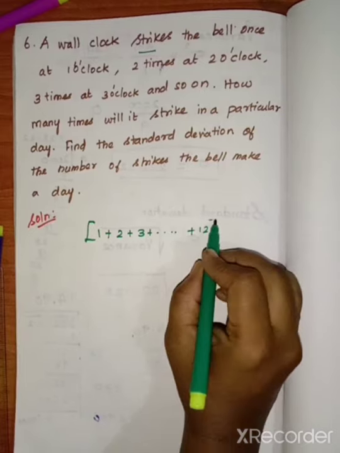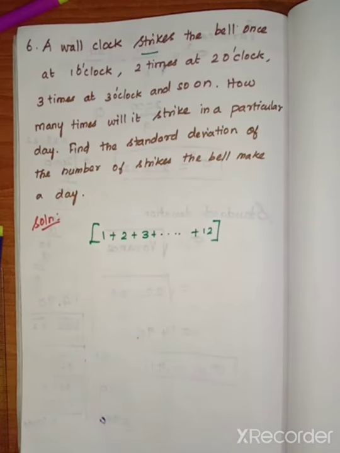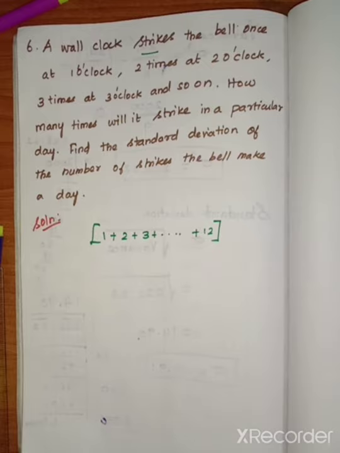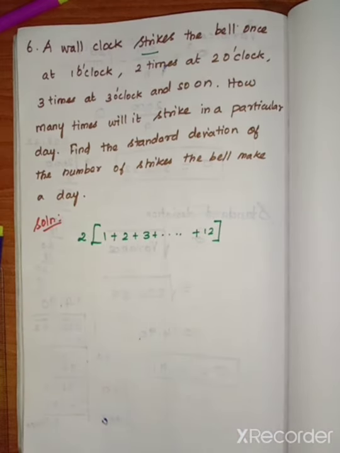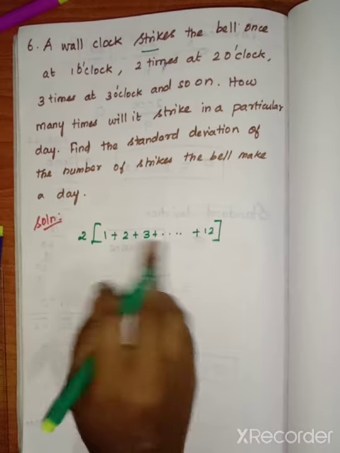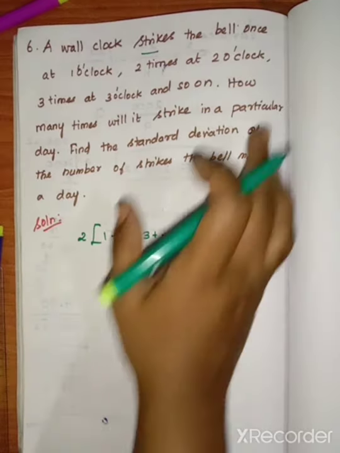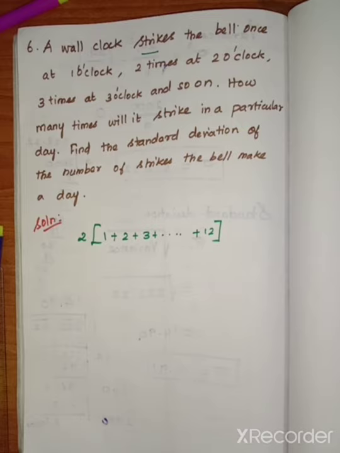We can do that ring again, it will be repeated, the afternoon session 1, 2, 3, like that till midnight 12 o'clock. It will be twice that, because 2 times. It starts from 1 o'clock at night, goes till afternoon 12 o'clock, and then again it will be repeated 1, 2, 3. So it is repeated 2 times, so we know that repeated addition is also called multiplication. So here we can use 2 times of this. So this is one for how many times it will strike in a particular day.